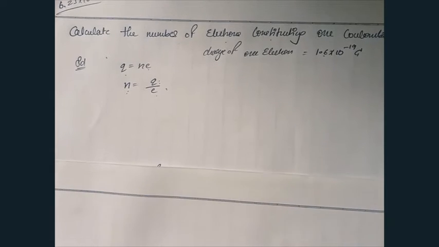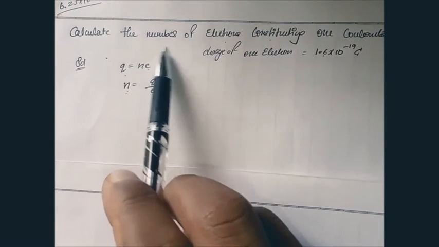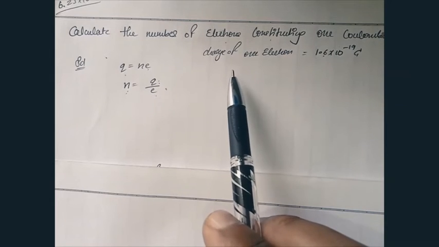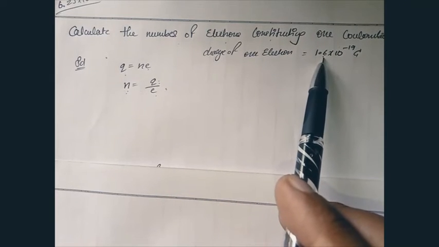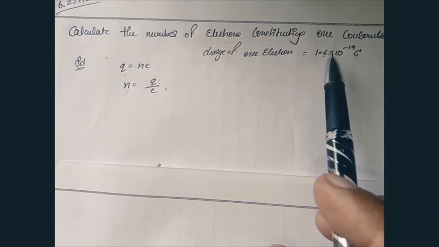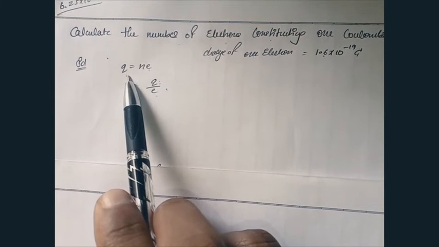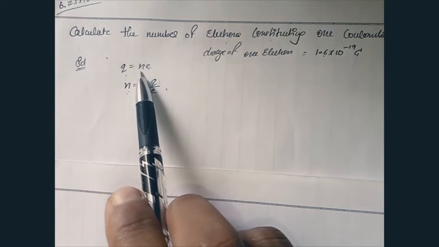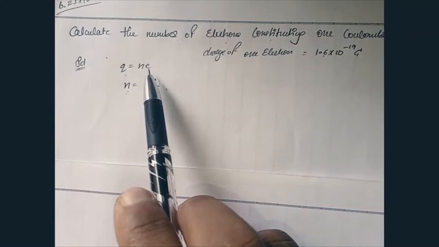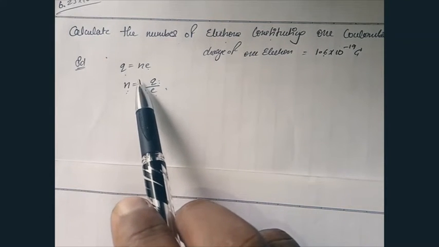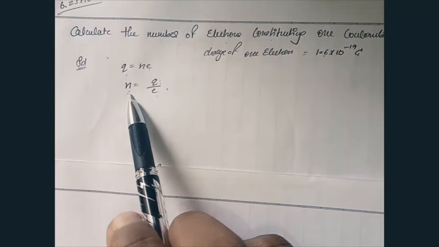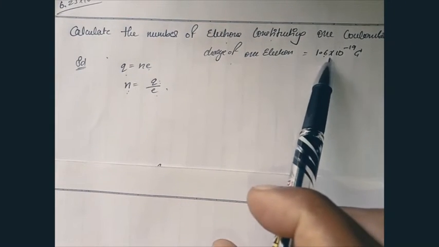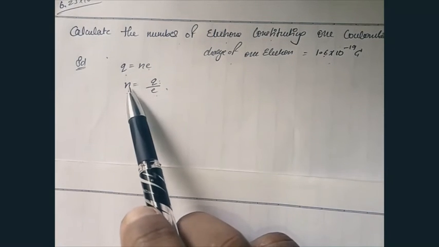Yeah, so this is our next question. What they're asking is, calculate the number of electrons constituting 1 coulomb of charge. They have given the charge of 1 electron as 1.6 into 10 power minus 19 coulomb. So guys, we know that Q is equal to N e. This is the basic formula relating the charge, the number of electrons, and the unit charge of an electron. So here we want the number of electrons constituting 1 coulomb of charge. So we can solve here.